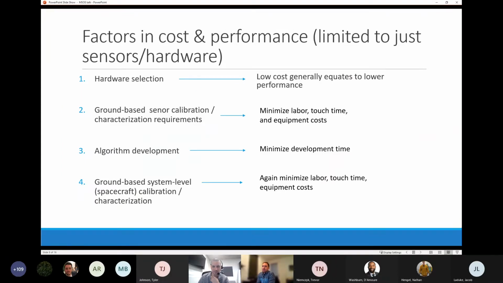So cost, in this case, is going to be hardware selection: what sensor are you buying initially? Then ground-based sensor calibration and characterization. What I want to get at here is that it's not just the piece of hardware that costs money. You actually need to test it, and to test it, you need time, software, lab equipment, potentially some very specialized facilities. Then you've got to develop the algorithms to process the sensor data, which can take lots of time, especially if it's something new, as opposed to something that exists already.